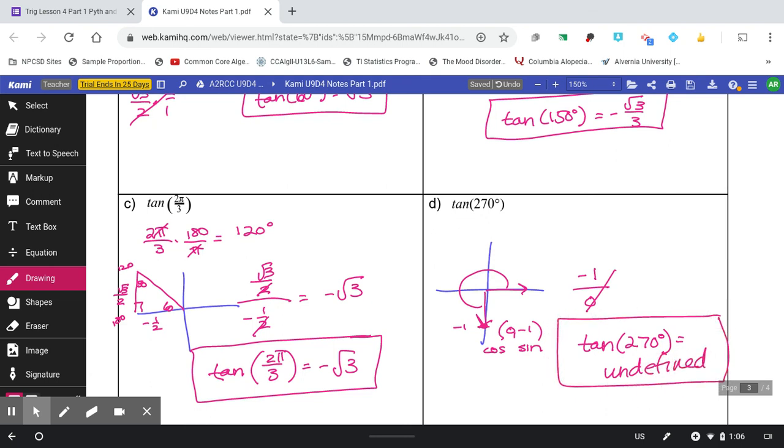Now if you put that in your calculator, the tangent of 270 degrees, you will see that it says cannot divide by 0. Okay, so you can go ahead and do the 4 practice problems, and then you will be done with this lesson.